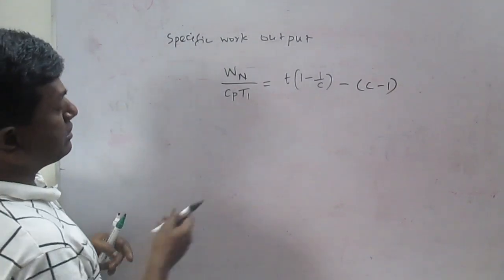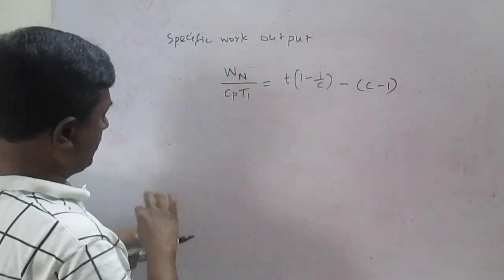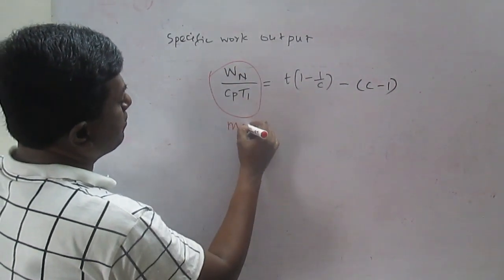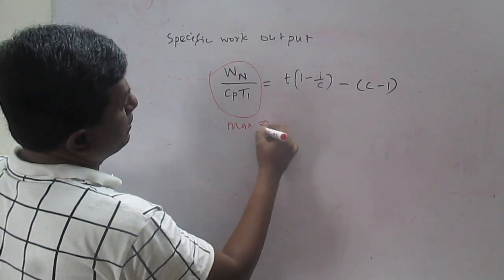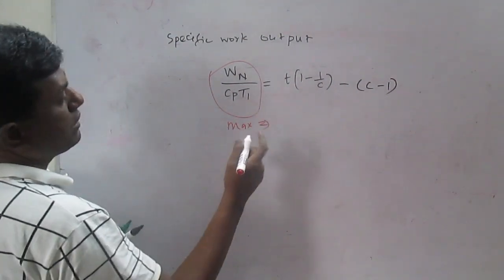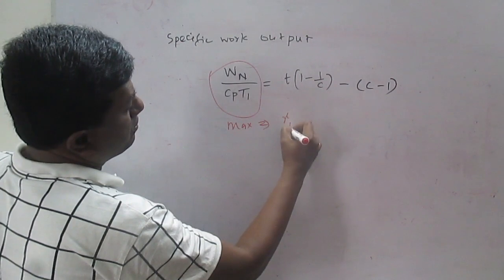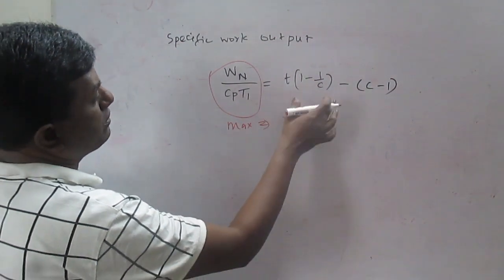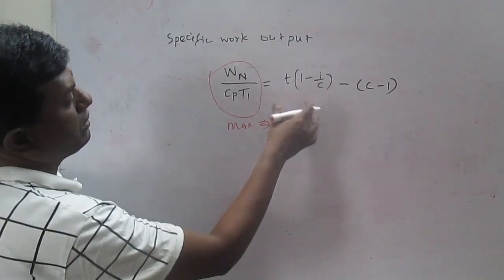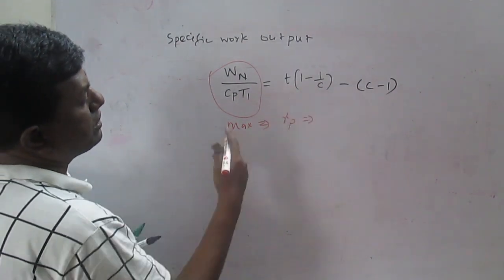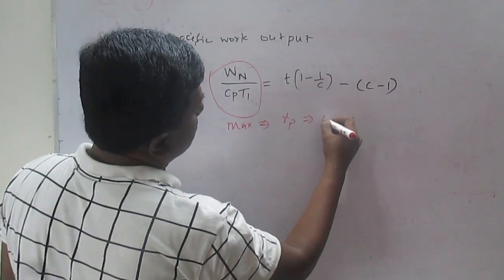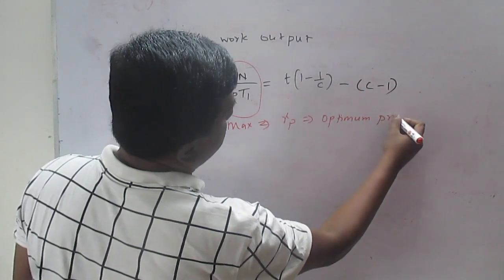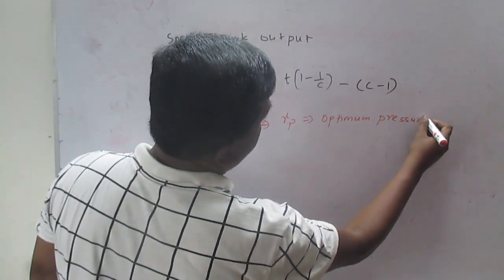Whenever you want this quantity to be maximum, we need to say it happens at a particular pressure ratio. At that particular pressure ratio, this will be maximum. The pressure ratio at which it becomes maximum is what we call the optimum pressure ratio. At the optimum pressure ratio, this specific work output will be maximum.